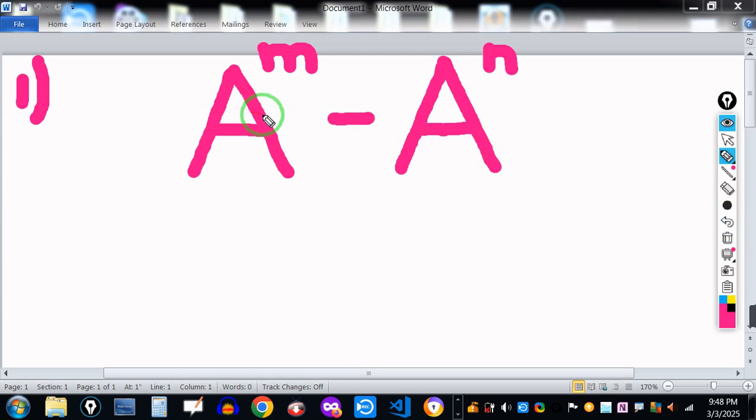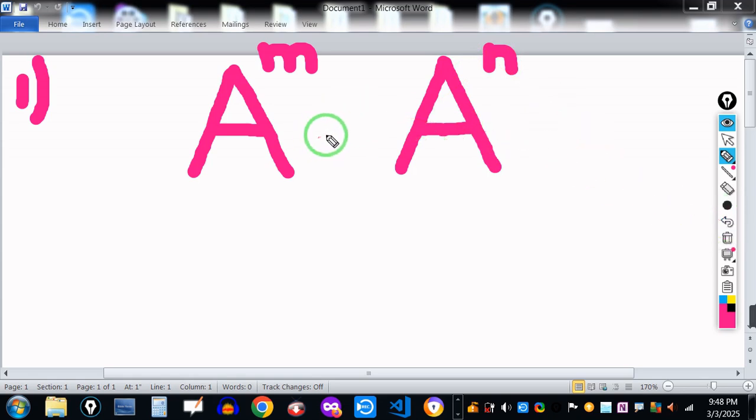The next operation is minus. What is A to the power of M minus A to the power of N? Here. Same. It is equal to A to the power of M minus A to the power of N. Nothing more, nothing less.